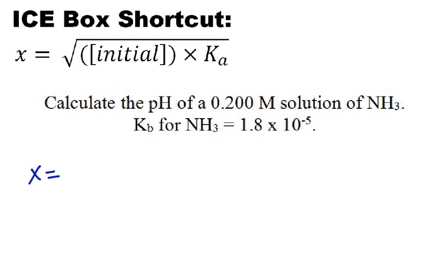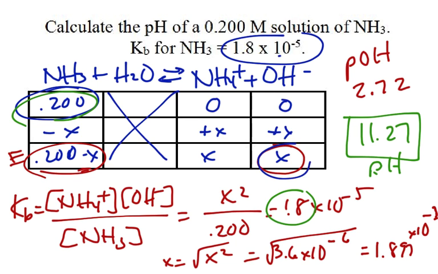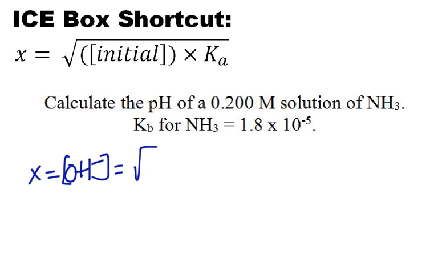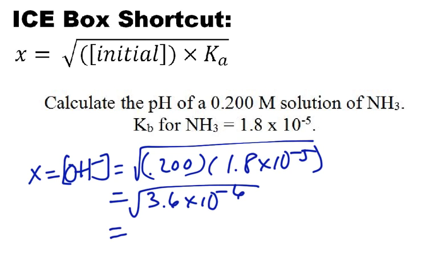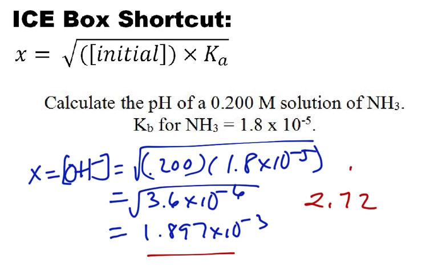In the same way, if we go back to our second problem, we can see that x, which in this case is going to be our OH minus concentration, and we see that by looking at our ice box. Let's go back and look at it. So x is going to be the OH minus concentration, that's important, equals the square root of our initial concentration times the K, which equals 3.6 times 10 to the negative 6, and the square root of that is 1.897 times 10 to the negative 3. Now when we take the negative log of this value, we're going to get 2.72, and that we have to realize is our pOH. So our pH, we subtract from 14, and we get 11.28.